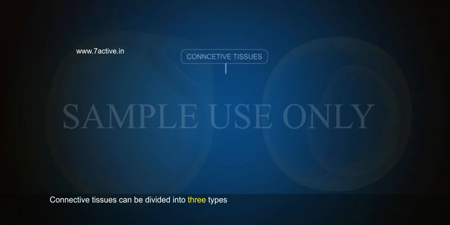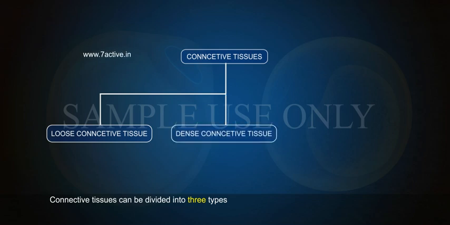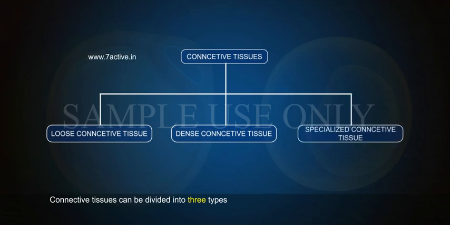Connective tissues can be divided into three types. 1. Loose connective tissue. 2. Dense connective tissue. 3. Specialized connective tissue.